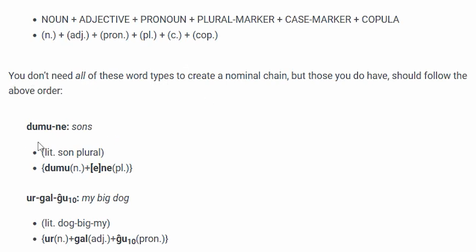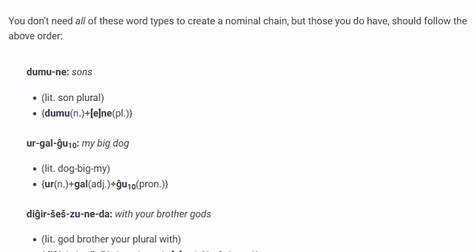Dumune, sons. As you can see here, this is a nominal chain, and it is literally dumu, which is son, plus the na plural marker. And in this case, the e is dropped. You don't need it after a vowel. So it's just dumune, sons. Here we have urgalhum, my big dog. Literally dog, big, my. Ur is dog, gal is the adjective, and hum is the possessive pronoun, my.